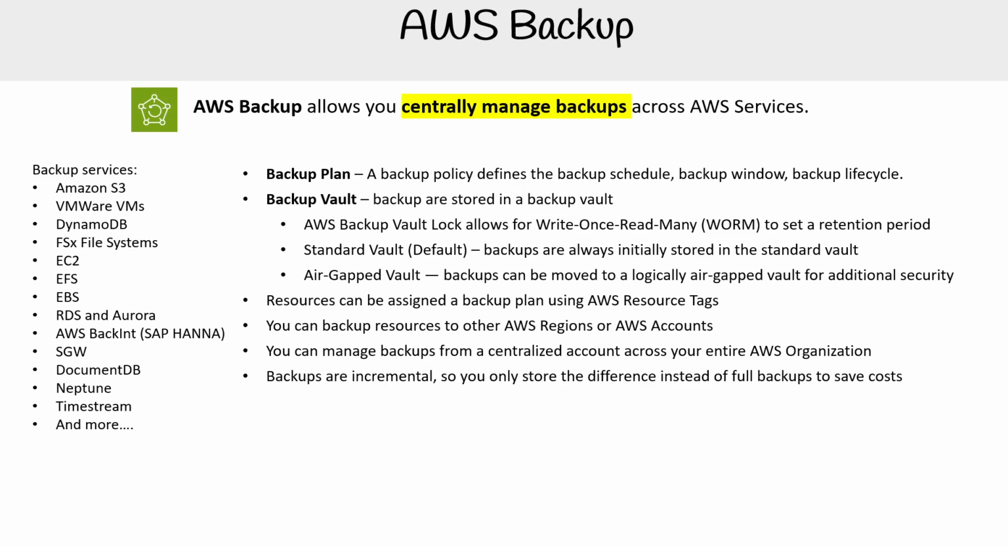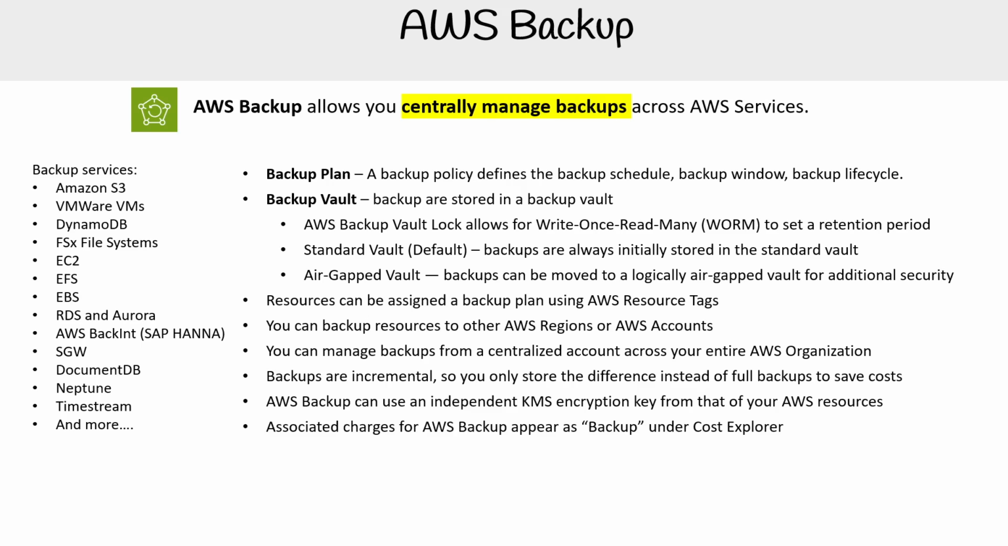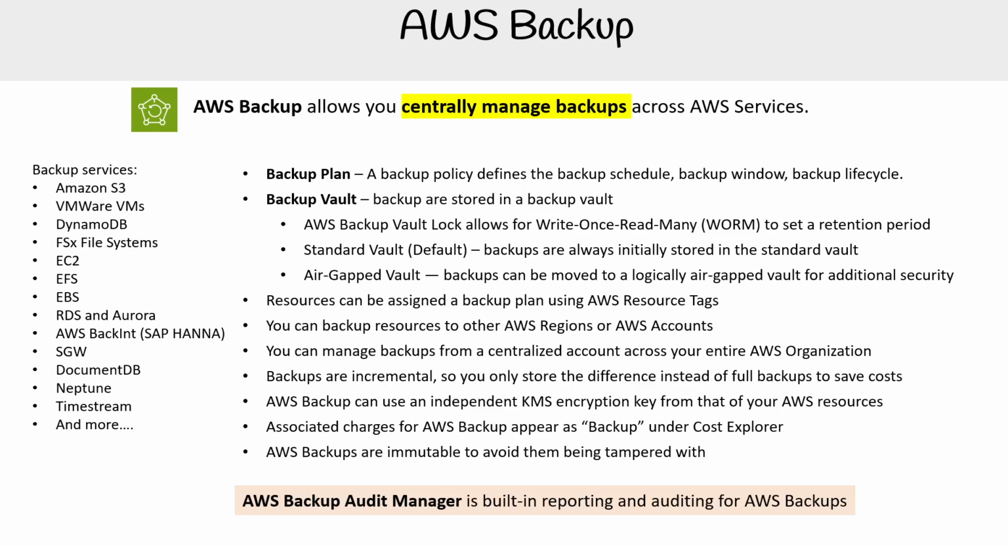Backups are incremental, so you only store the difference instead of full backups to save cost. AWS Backup can use an independent KMS encryption key from that of your AWS resources. Associated charges for AWS Backup appear as Backup under Cost Explorer. AWS backups are immutable to avoid them being tampered with. And then there's this other thing called AWS Backup Audit Manager, which is a built-in reporting and auditing for AWS Backup.